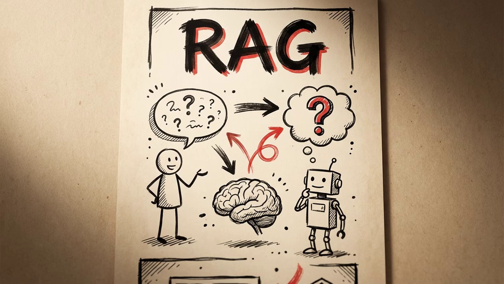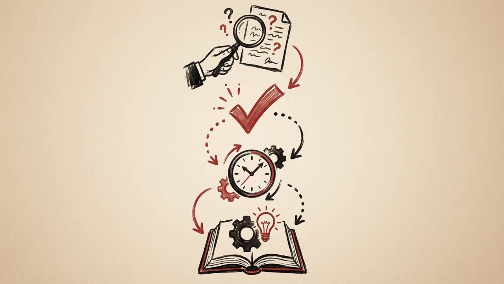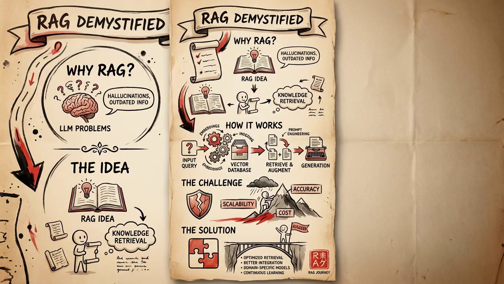Ever wondered how AI can answer super specific questions accurately, even about things it wasn't trained on? That's where Retrieval-Augmented Generation, or RAG, comes in. RAG is a game changer for making AI more reliable and useful, especially when dealing with factual, up-to-date, or proprietary information. Today, we're going on a journey to demystify RAG. We'll cover why we need it, how it works, its components, and real-world applications.